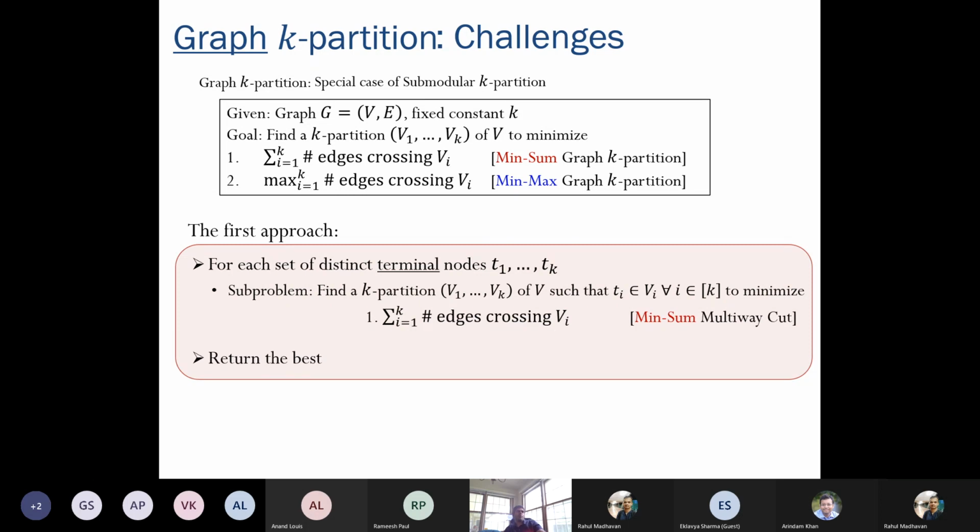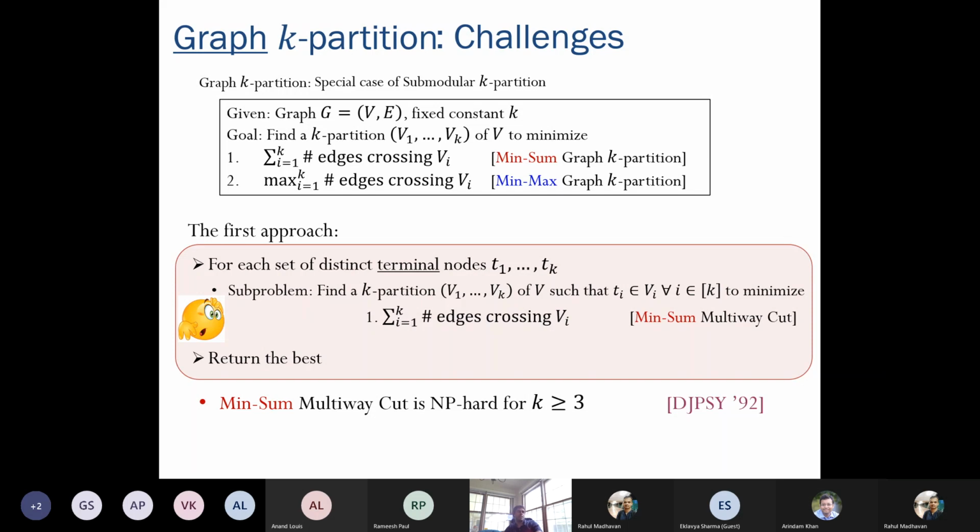Now, if we could do this, then certainly this would solve min-sum graph k partition. But it turns out the subproblem here is polytime only for k equals 2, and it becomes NP hard even for k equals 3 and so on. So this subproblem, I'll call this min-sum multi-way cut. This is NP hard even for k equals 3. So this first approach, which worked for global min-cut in graphs, already fails for even k equals 3, min-sum graph 3 partition.